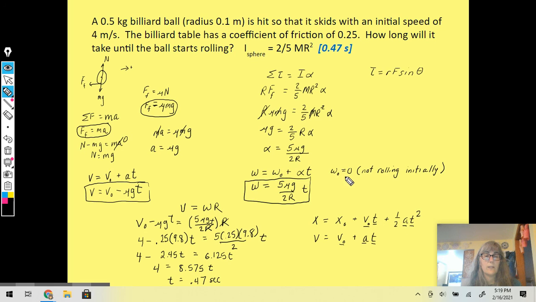Omega 0 is 0 at the start. Then this condition is what allows you to solve for t. So v is equal to omega r. When you plug those things in, you can then solve for t. Once you have t, you can get anything else.